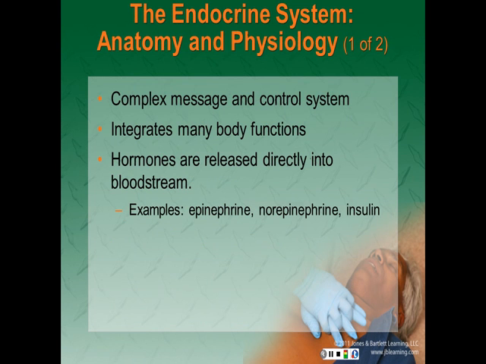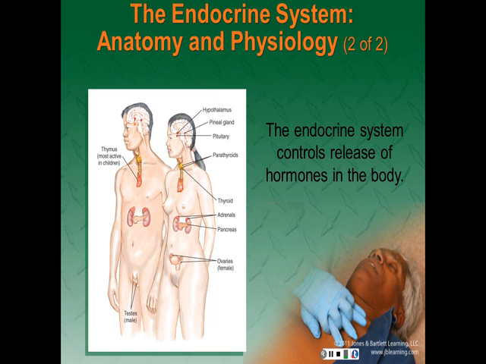The endocrine system. The endocrine system is a complex message and control system. It integrates many bodily functions, and endocrine glands release hormones directly into the bloodstream. Some of the examples are epinephrine, norepinephrine, and insulin. It controls the release of hormones in the body.